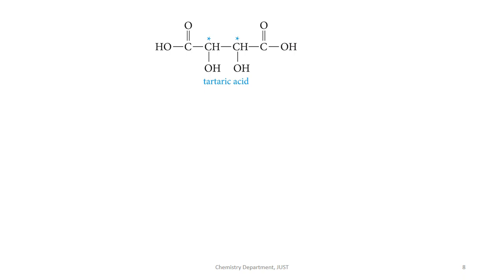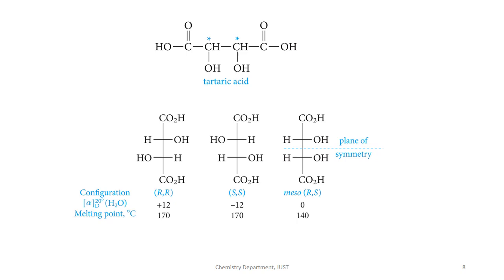Tartaric acid is another example. It's very similar to the previous one. Also, it has 2 chiral centers, which are kind of identical. So we expect here to have also a meso compound, and you can see the relationship between these compounds. The first 2 are enantiomers. They have the same physical properties. The only difference between them is alpha. This is plus 12, this is minus 12.